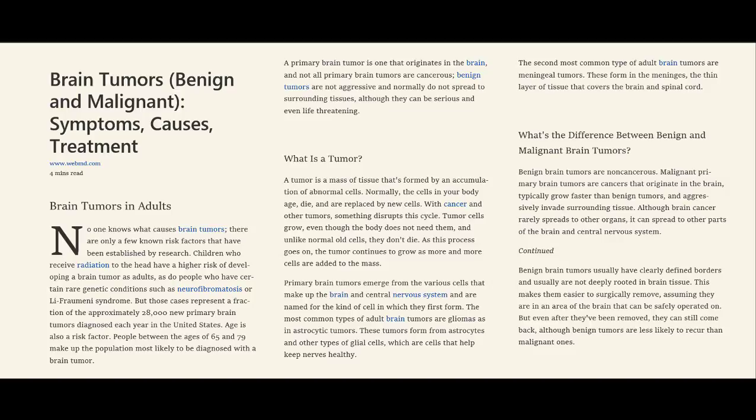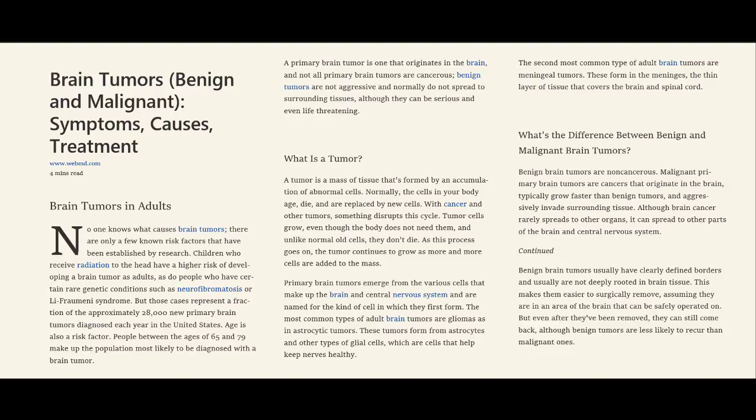What's the difference between benign and malignant brain tumors? Benign brain tumors are non-cancerous. Malignant primary brain tumors are cancers that originate in the brain, typically grow faster than benign tumors, and aggressively invade surrounding tissue. Although brain cancer rarely spreads to other organs, it can spread to other parts of the brain and central nervous system.